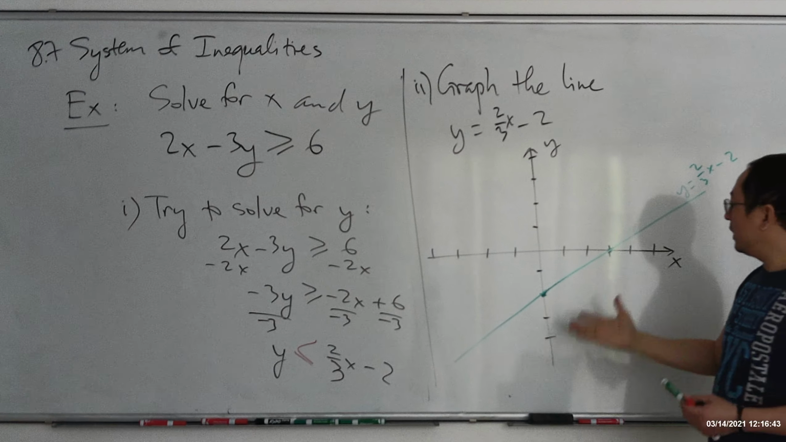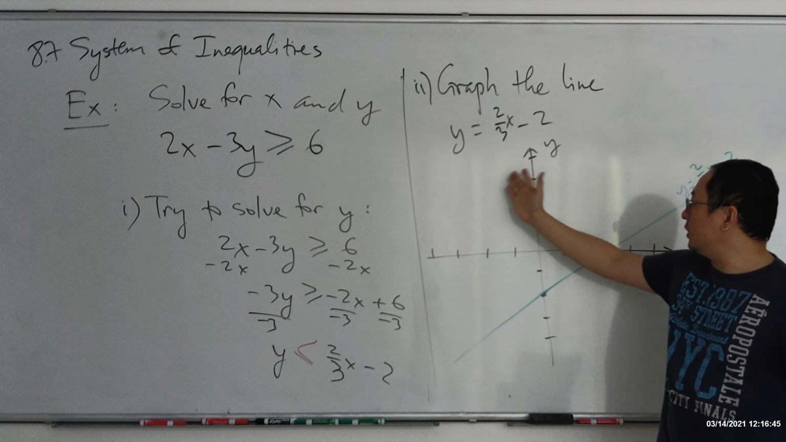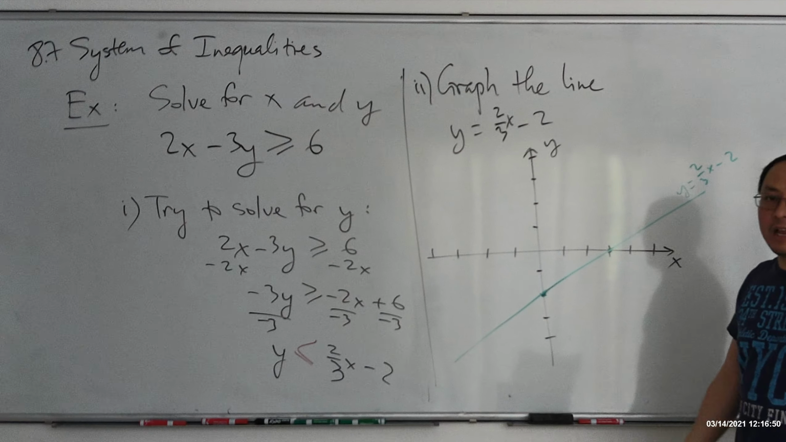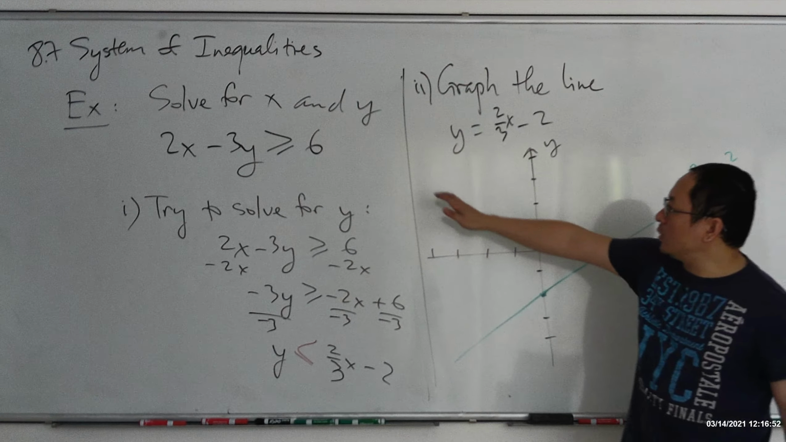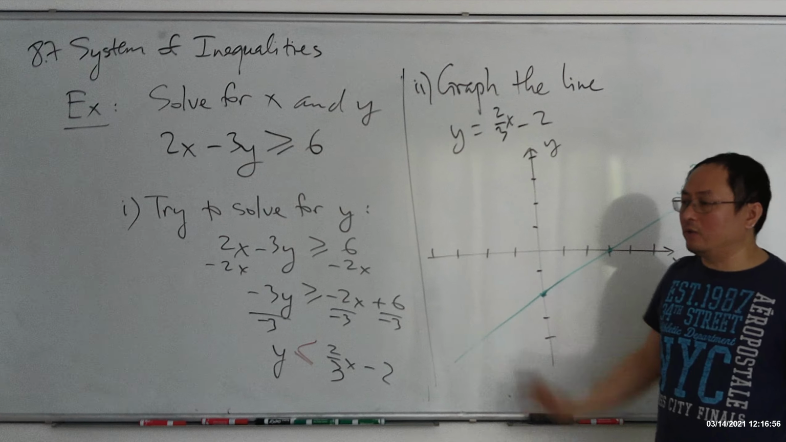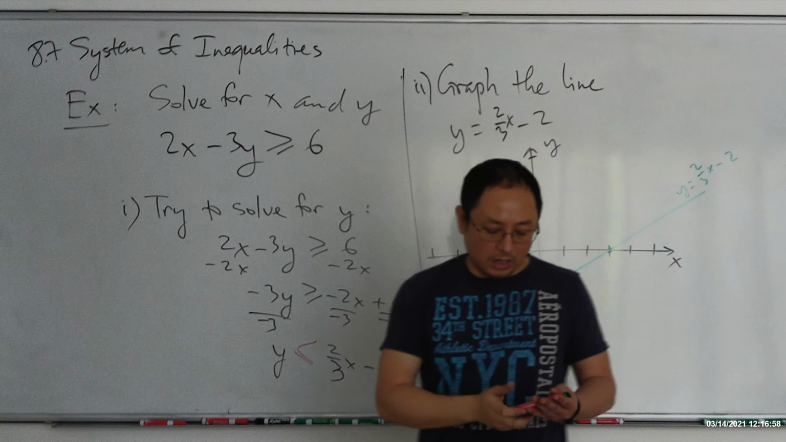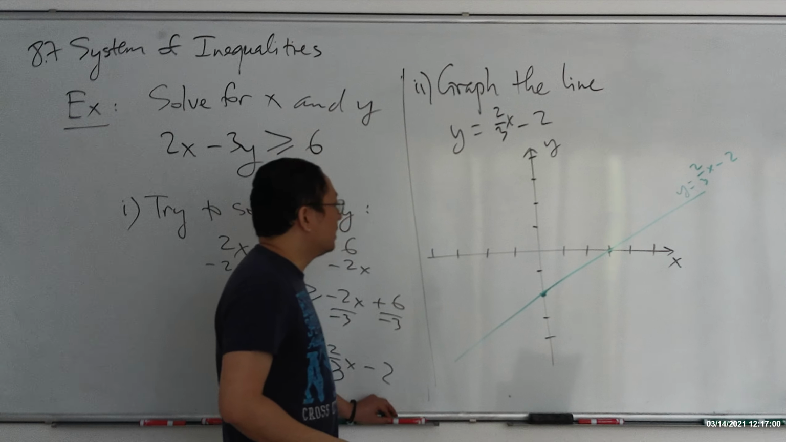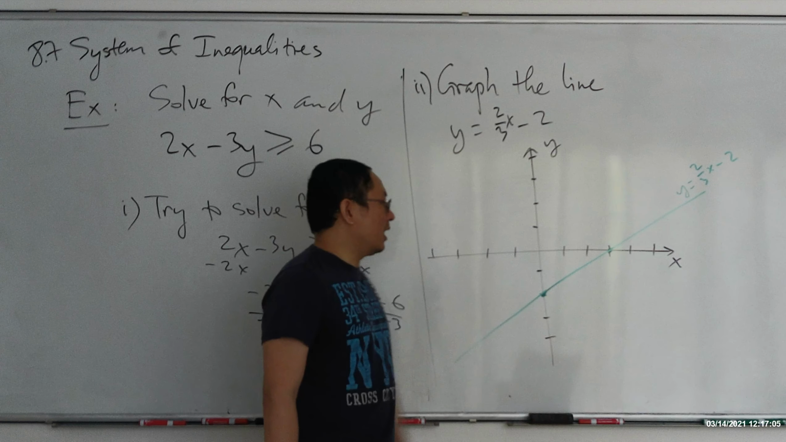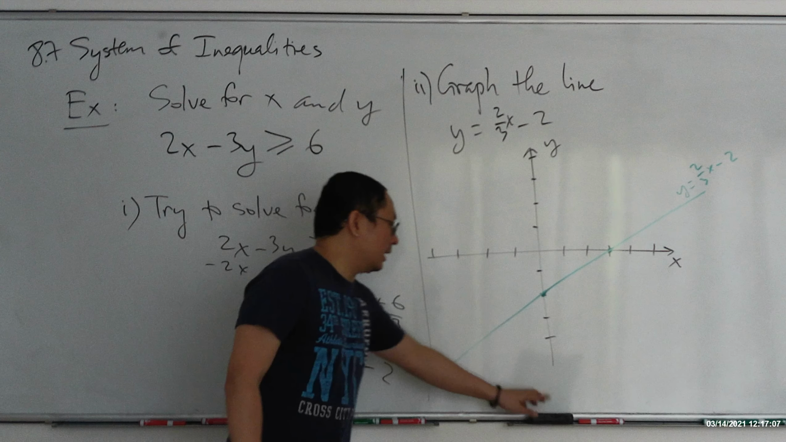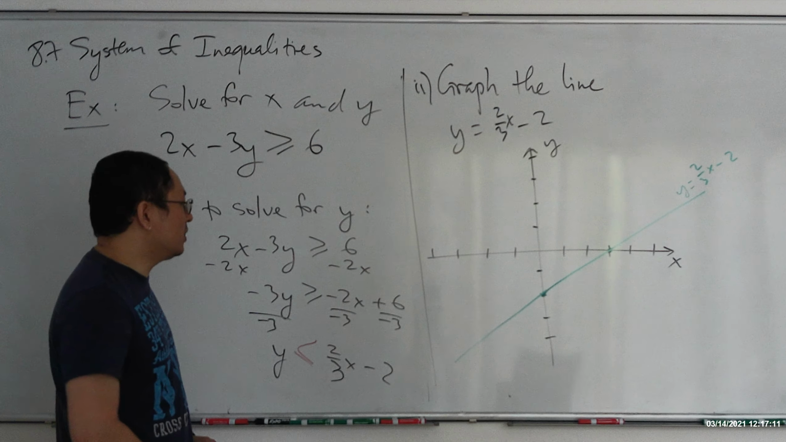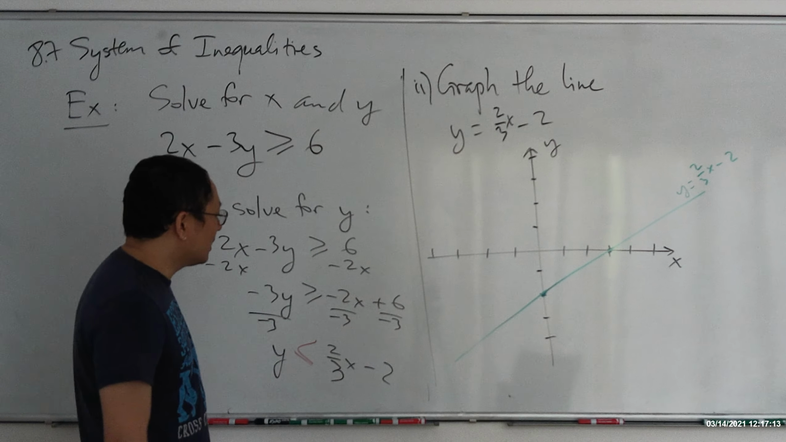And you see, this line splits the plane into two halves, the upper half and the lower half. And I claim that all the good solutions for this inequality are going to stay on one half, and the other half of the plane will be non-solution. Okay, so your job now is to determine which half is going to be the solution set. And there are a couple of ways, at least 2 ways as I know, to figure out which half.